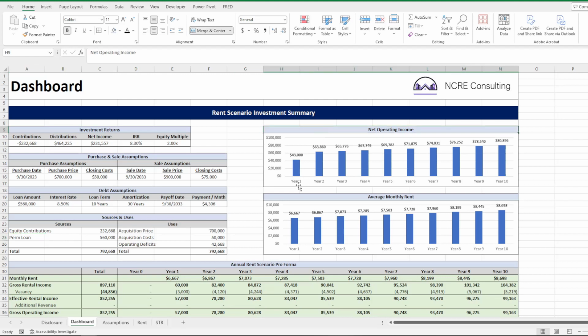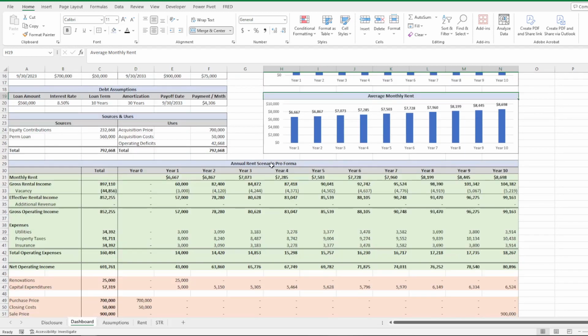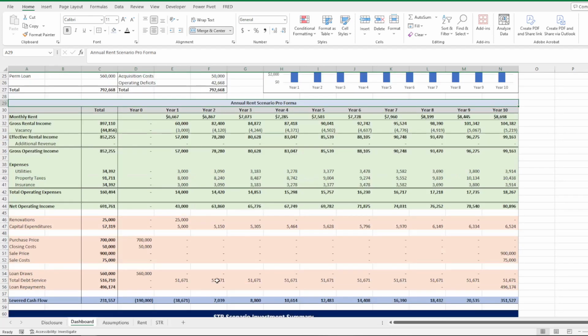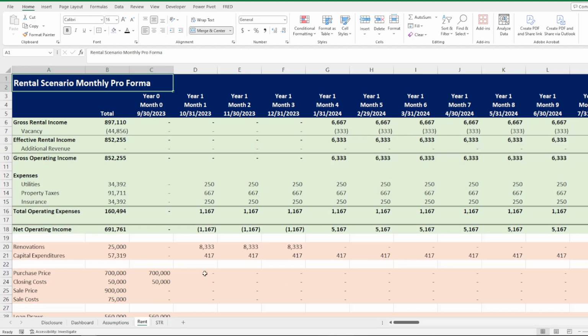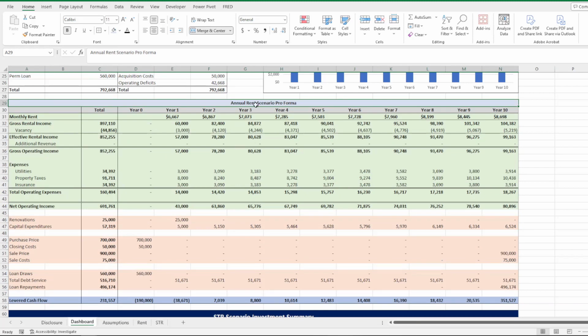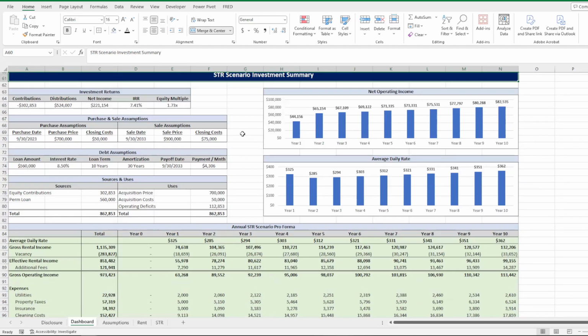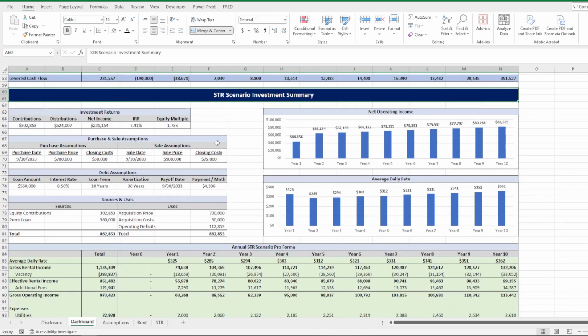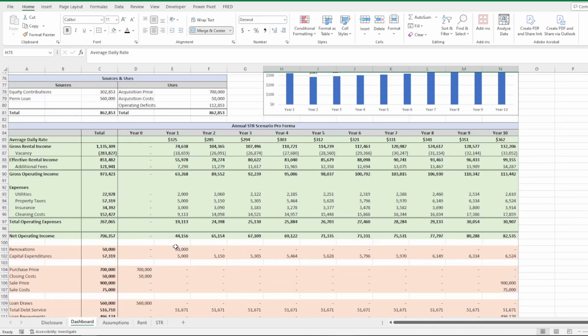We also have the net operating income and average monthly rent tables or charts on the side. And then below that, we have an annual pro forma. So this just takes the information from the monthly pro forma and compacts it and makes it annual. And we just show the same information for the short-term rentals. So you have your investment information, purchase and sale, debt, sources and uses. Here we show the average daily rate instead of the average monthly rent, but it's all the same information.